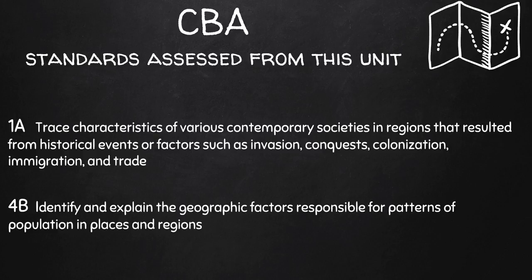So from Unit 6, we're going to assess 1A: trace characteristics of various contemporary societies and regions that resulted from historical events or factors such as invasion, conquests, colonization, immigration, and trade. So thinking about North America, you can pretty confidently figure out what are going to be the best ways to assess that standard and make sure that you're teaching that way.